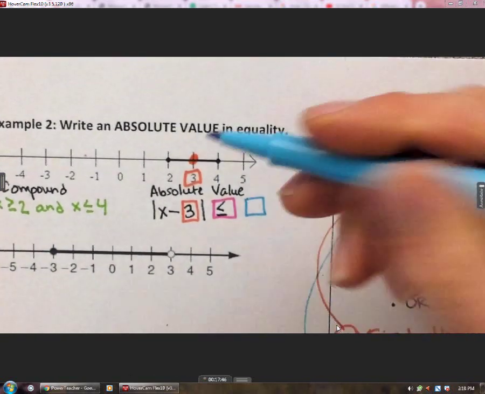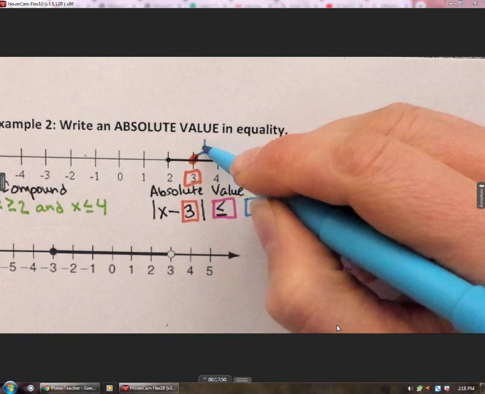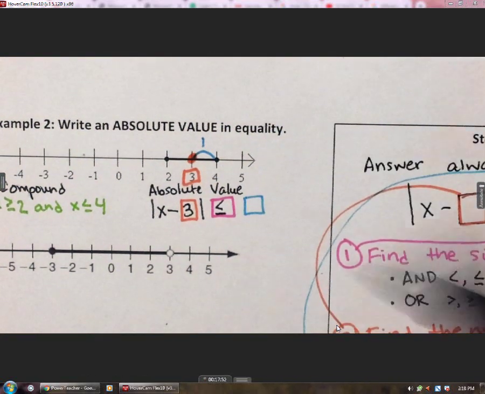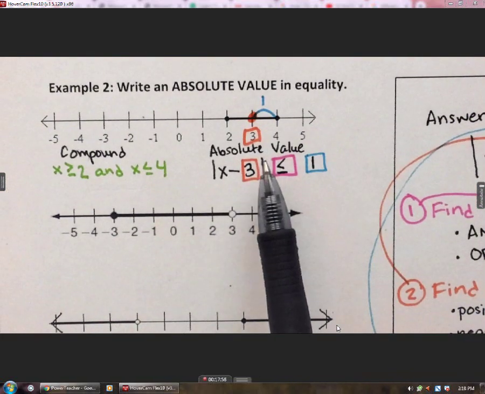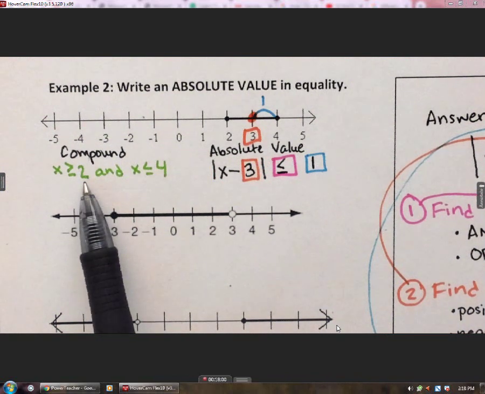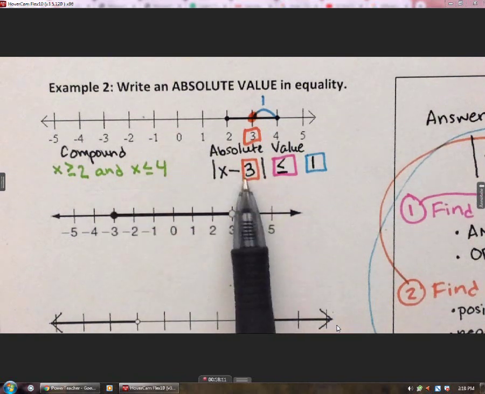How far is it from the midpoint to the end point? 1. So that's your answer. On your test, sometimes it's going to ask you for a compound. Sometimes it's going to ask you for absolute value. I make it super clear. It's like all caps. Just make sure. Sometimes students just forget.